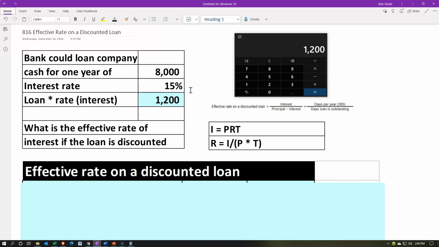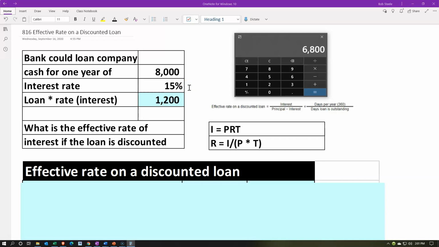Now, if we have a discounted loan, they basically say, look, we're going to charge you this rate. They'll say this is the interest rate, but it's not really the effective rate, because they're saying we still have that $1,200 of interest, but we're going to take it out of the loan up front. Therefore, you'll get $8,000 minus $1,200. So at day one of the loan, you're not going to get $8,000. You're only going to get $6,800.